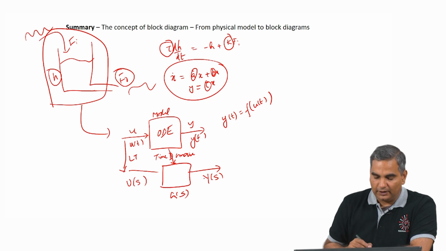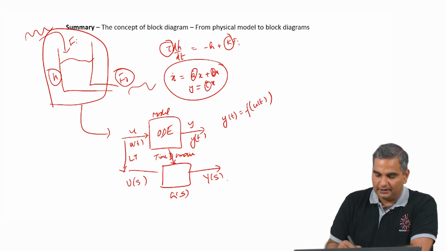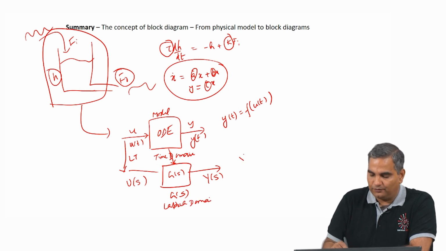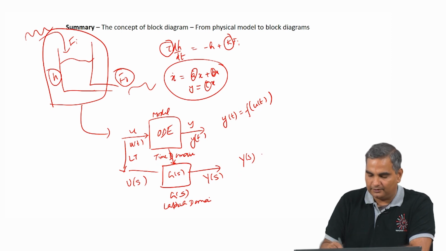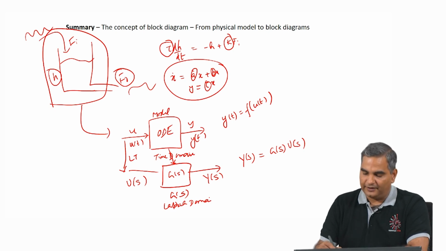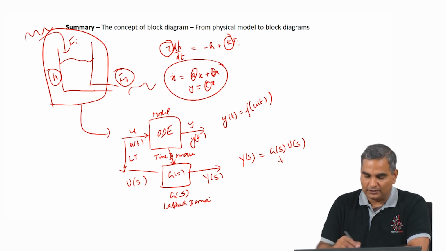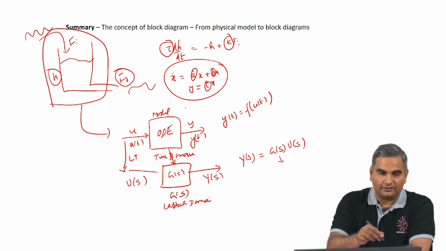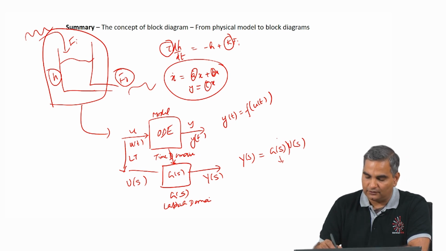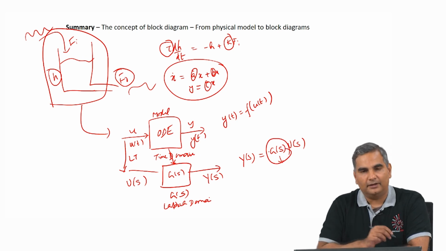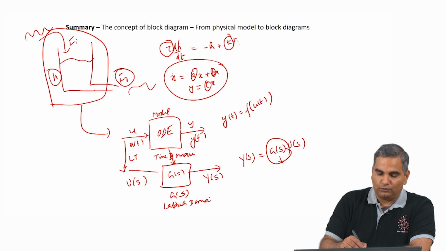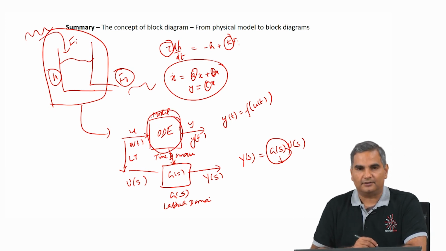Whereas, when you look at this block the interpretation is, if I have a transfer function model here, g of s, this block is in the Laplace domain, and if I want to get my output variable y of s, it is very straightforward, it is simply multiplying g of s times u of s, and this g of s again has parameters which come from this ODE, and those parameters come from the physical system. So, g of s is also representing the physical system, albeit in Laplace domain, whereas this ODE model is representing the physical system in the time domain.